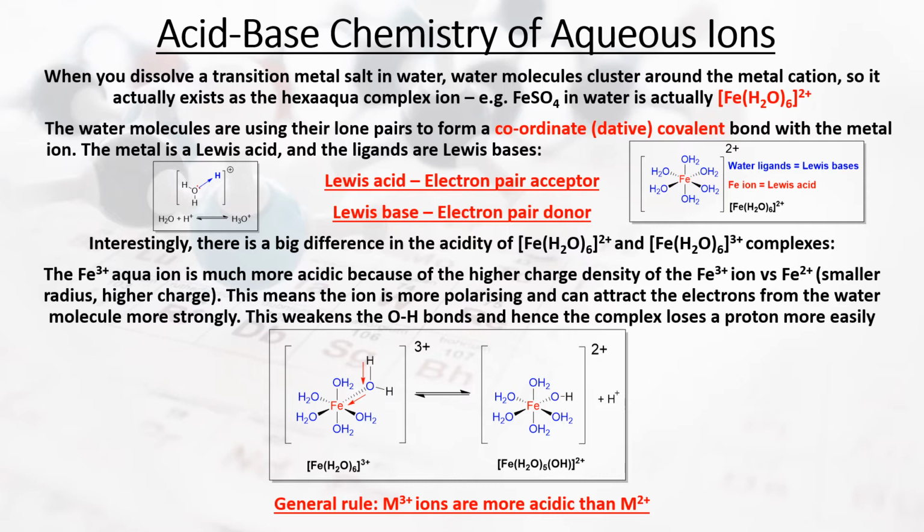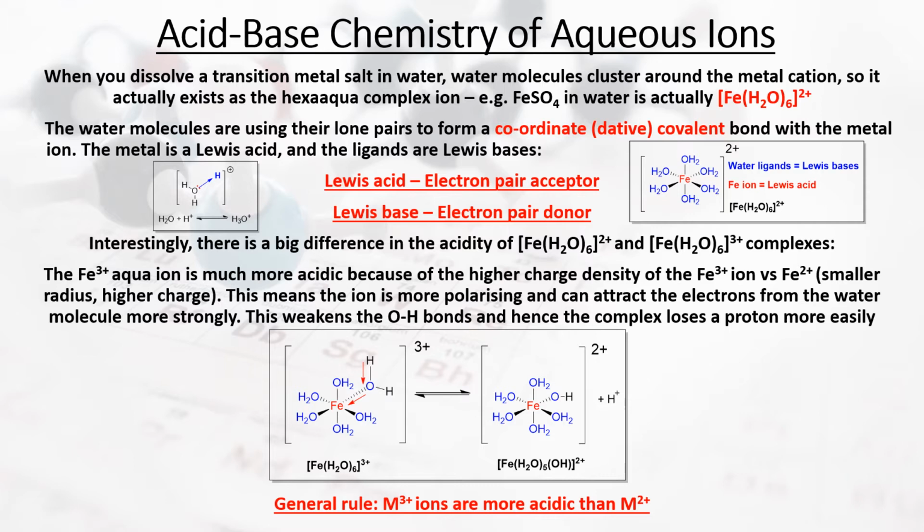Now interestingly, there's actually a big difference in the acidity between the +2 and the +3 hexaaqua complexes. So all that's changed here is an iron 2+ ion or an iron 3+ ion, but there's a big difference in how acidic these complexes are. The iron 3+ aqua ion is much more acidic, and the reason for this is because it has a much higher charge density of the Fe3+ ion compared to the Fe2+. If we think about Fe3+ versus Fe2+, well obviously we have a higher charge, 3+ versus 2+, but it also has a smaller ionic radius.